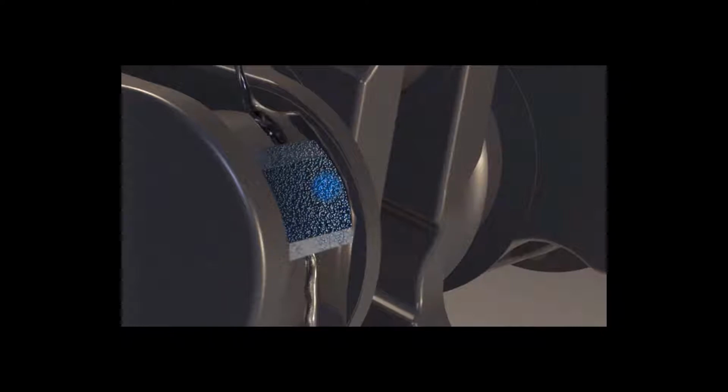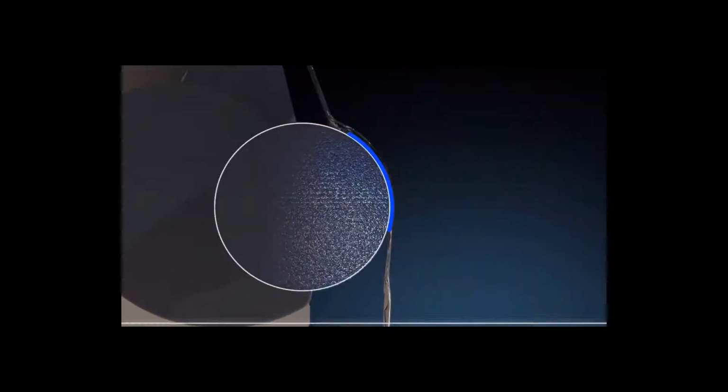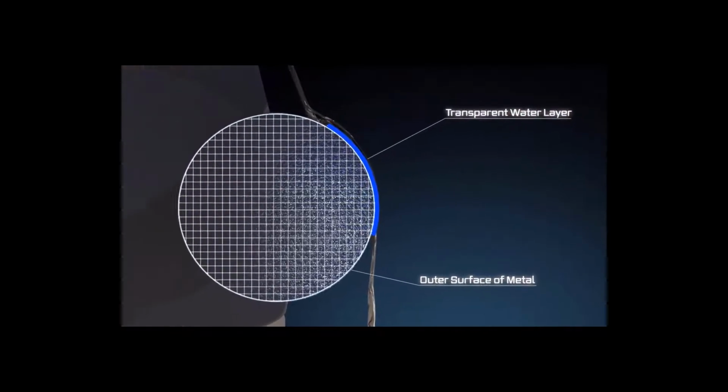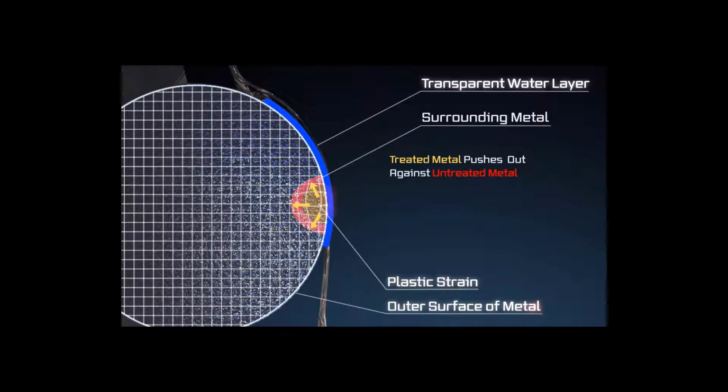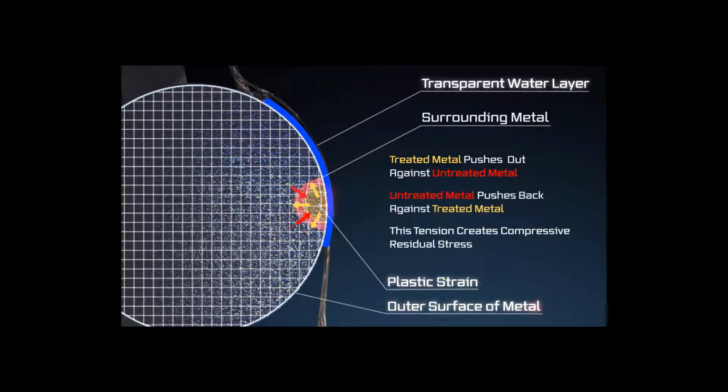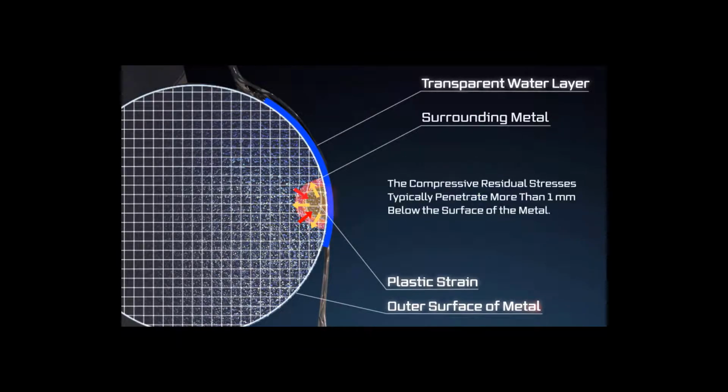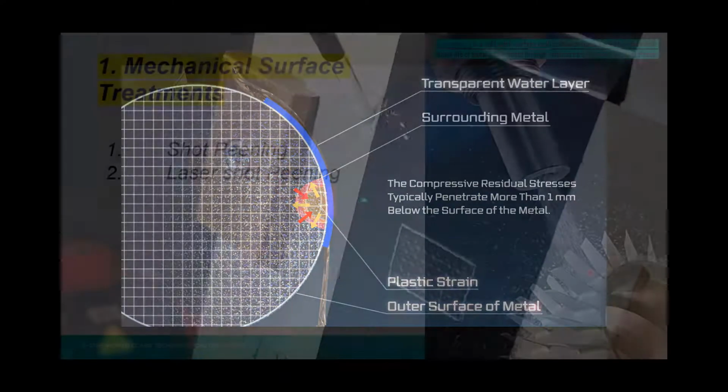Looking even closer, we can represent the grain structure of the metal by this grid structure. The pressure of the shock wave hits a small, precise segment of the grid, which expands and stretches. Surrounding metal adapts to the microstructural change induced by laser peening, but it also pushes back against the laser peened segment of the metal. The tension between these two forces creates beneficial compressive residual stresses that prevent metal fatigue. The resulting compressive residual stresses typically penetrate more than 1 millimeter below the surface.